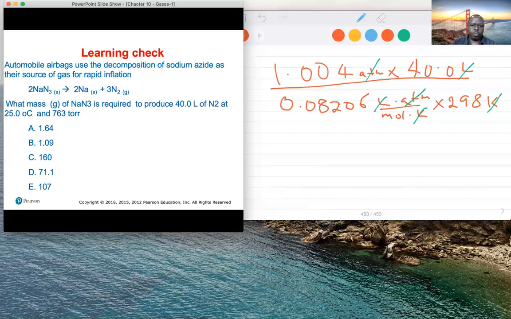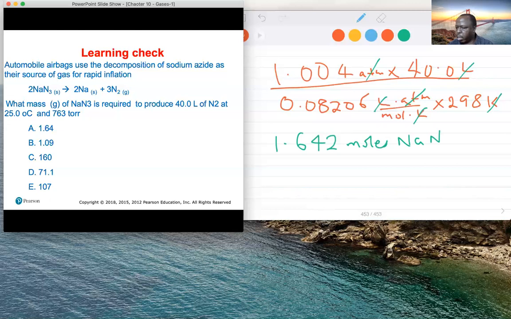So if I multiply the top part, 1.004 times 40.0, divided by 0.08206, divided by 298, I have 1.642 moles. These are the moles of sodium azide.